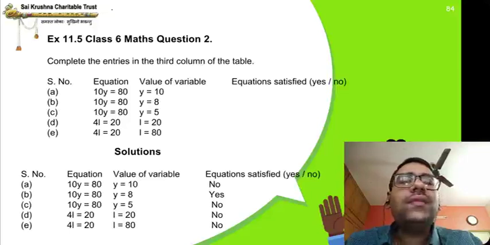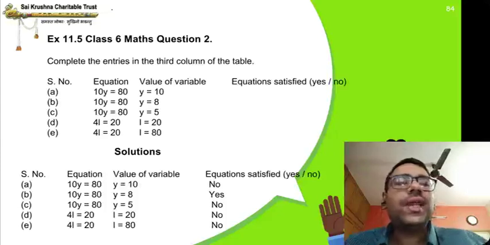4L is equal to 20. Again, what is the value of variable L here? 80. 4L and 4 into L is the same. Therefore, 4 into 80. 4 into 80 is 320. 320 is equal to 20? Is it satisfied? No. Left hand side is 320. Right hand side is 20. Therefore, the equation is not satisfied. Right? No, as the answer.